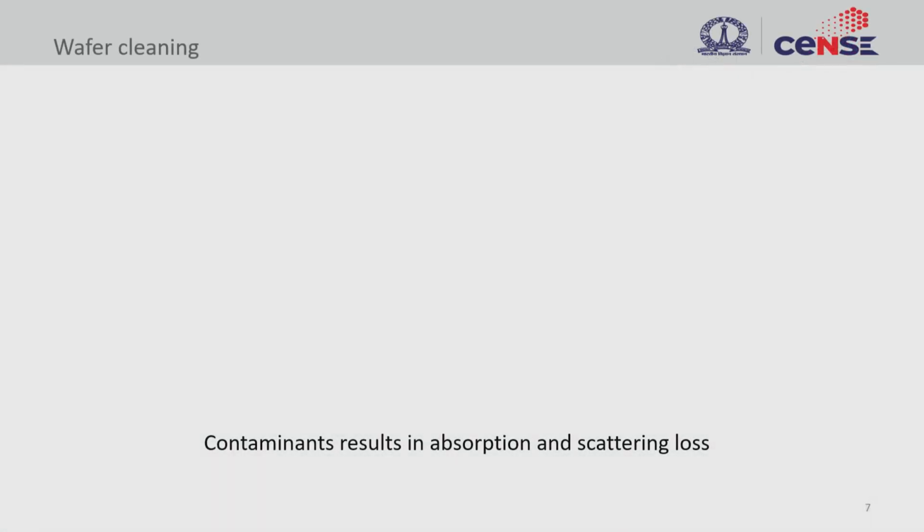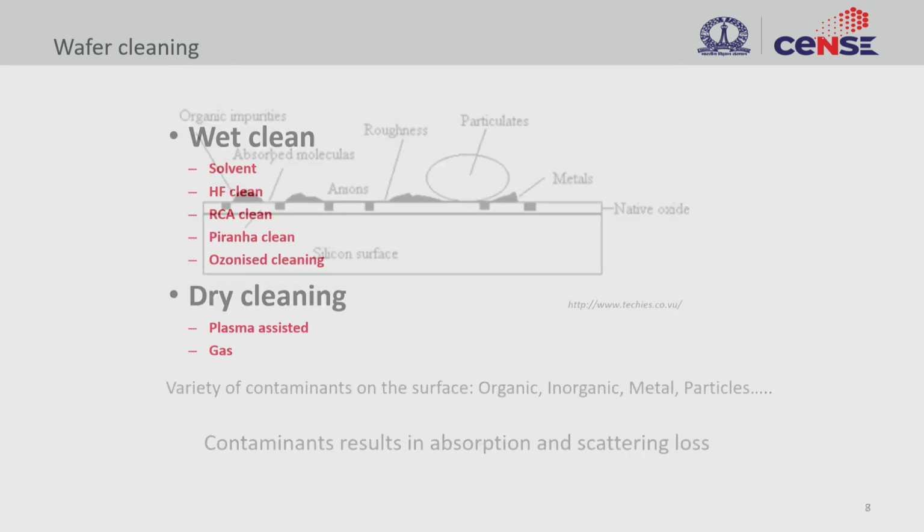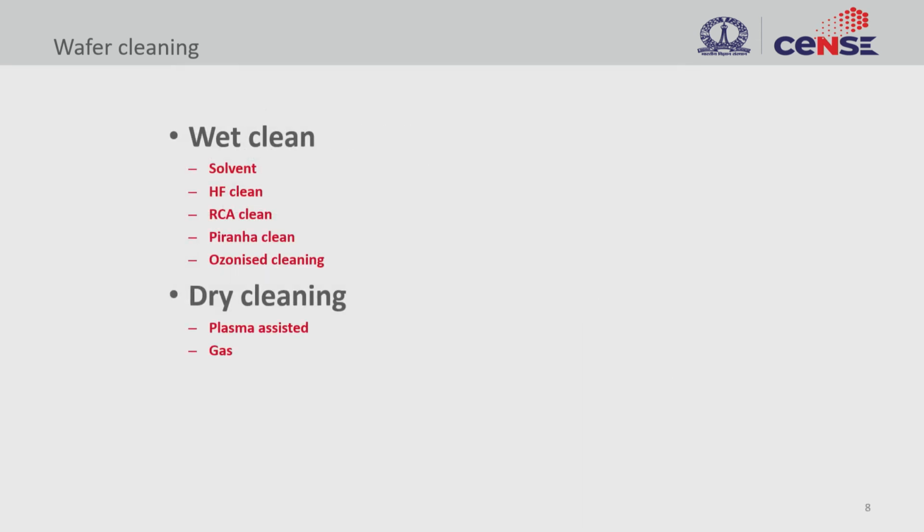Why is wafer cleaning important? In particular to photonic application, the contaminants result in absorption. That means light absorption and scattering of light. So we need to make sure the wafer is clean. So that means clean from any particle contamination, metal contamination, or any ion contamination, including organic contaminants as well. So we want to remove all these contaminants from the surface in order to make sure that our starting substrate is clean. We can either do wet cleaning or dry cleaning.